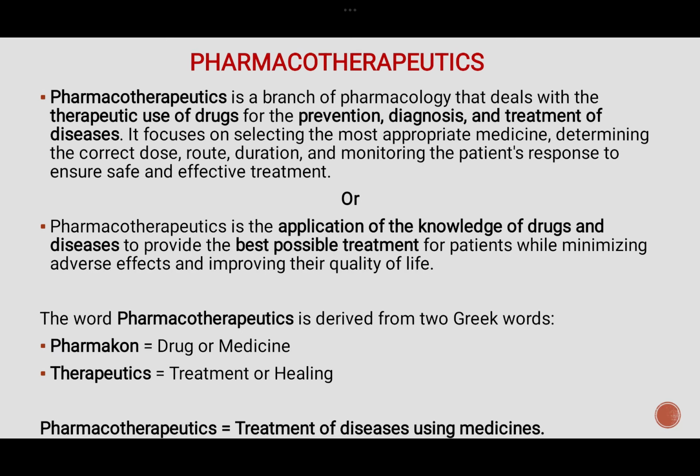First of all, let us understand the meaning of pharmacotherapeutics. Pharmacotherapeutics is a branch of pharmacology that deals with the therapeutic use of drugs for the prevention, diagnosis, and treatment of diseases. It focuses on selecting the most appropriate medicine, determining the correct dose, route, duration, and monitoring the patient response to ensure safe and effective treatment. In simple words, it tells us how medicine should be used correctly to treat patients.